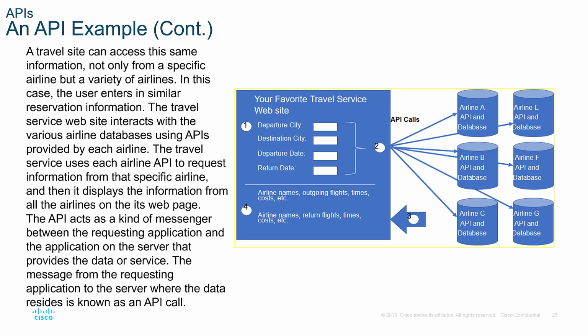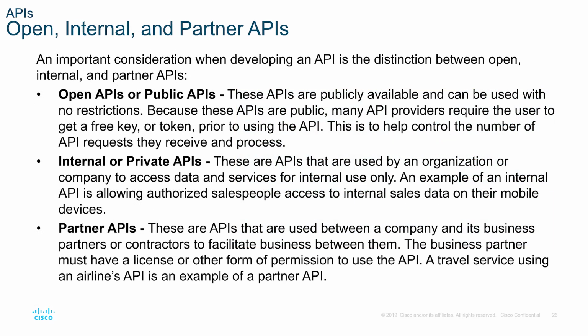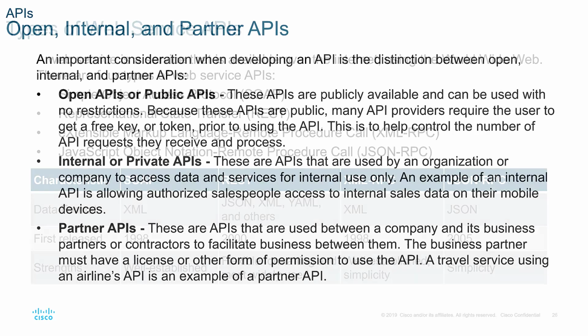APIs can be open or public APIs, internal or private APIs, or partner APIs. These APIs, if they're public, will be publicly available and can be used with no restrictions. But even though these APIs are public, many providers will require their users to get a free key, token, or something to help with that connection. Internal or private APIs are used by organizations or companies to access data and services for internal use only. And then partner APIs are used between a company and its partners or contractors so that they can share information that way.